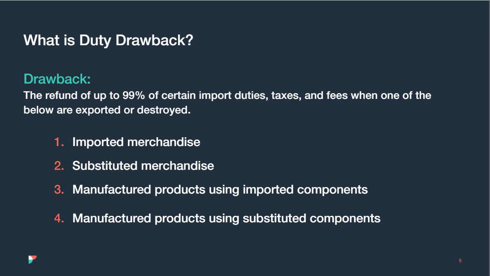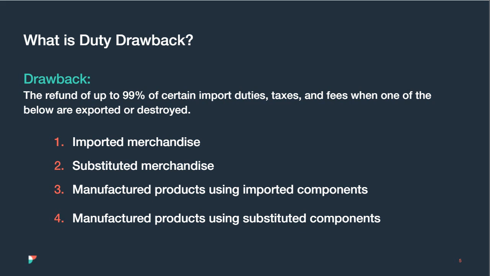Great. Thank you, Sanne. So, let's jump right into it. Drawback is a refund of up to 99% of certain import duties, taxes, and fees when one of the below are exported or destroyed. So if imported merchandise is exported or destroyed, if you're exporting similar or substituted merchandise as what was imported, if you're manufacturing products using imported components that are then exported, or if you're manufacturing products that are exported using substituted or similar components as what you are importing.